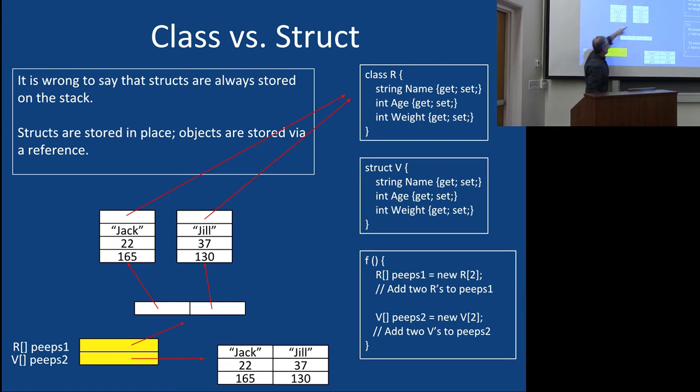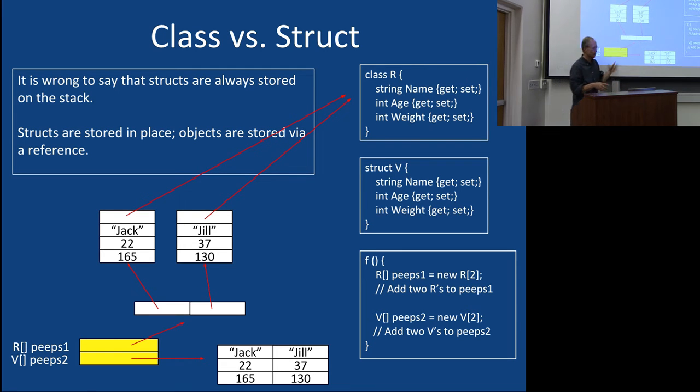They go to Jack and to Jill, assuming I didn't call the constructor again and create different objects. On the other hand, what would happen if I created peeps 4 and copied the thing, took these structs and stored copies into P4? What would P4 look like? It'd look just like this, except it'd be a separate chunk. So it'd be completely separate from this. There'd be no sharing.